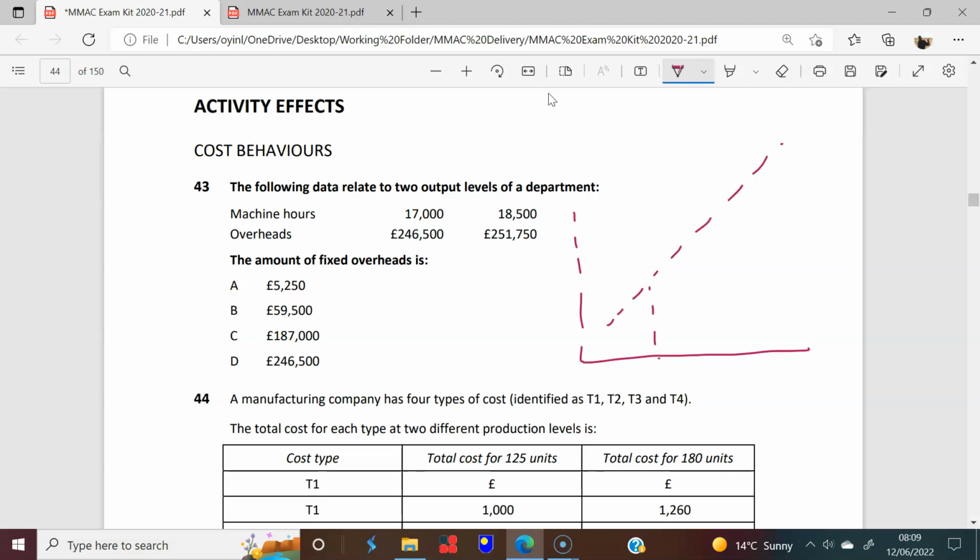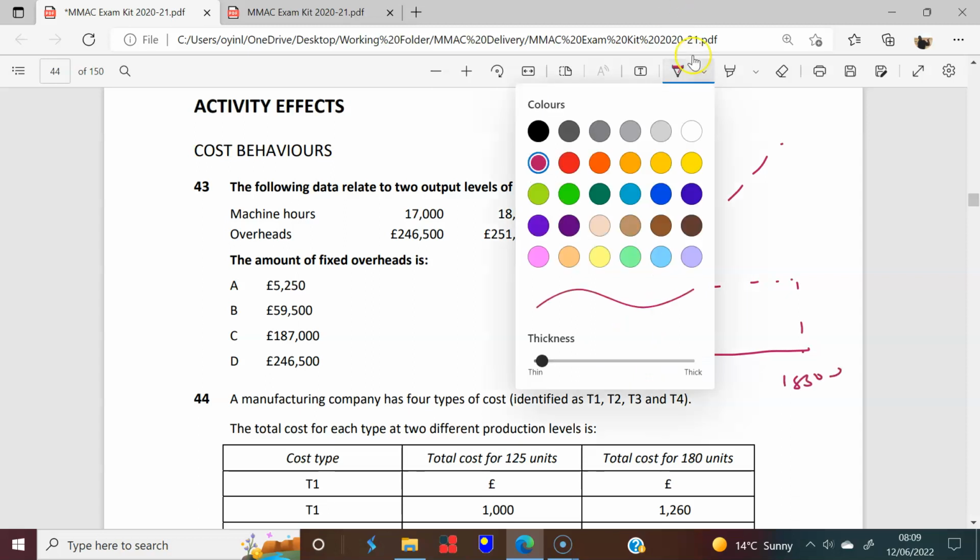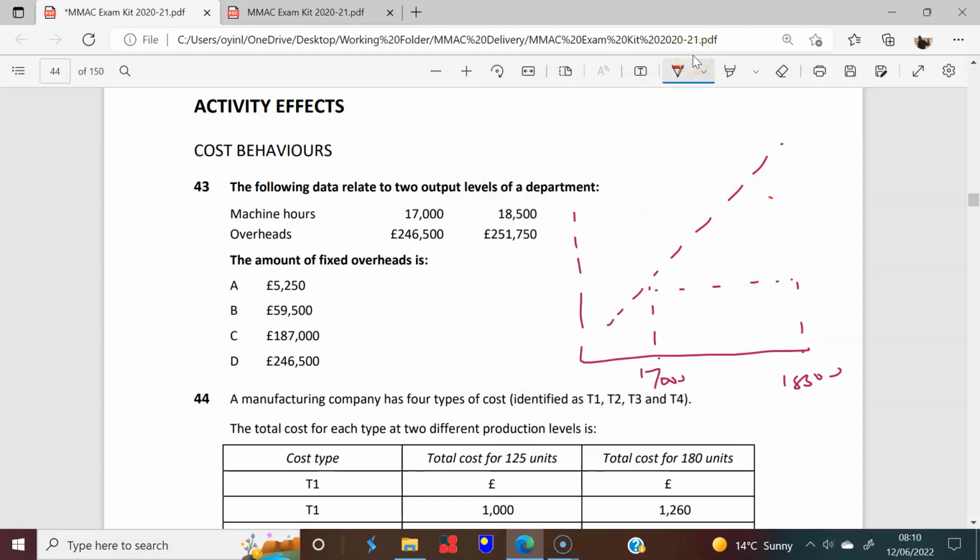So you should then really and truly draw yourself a high-low method chart, and understand that we're saying here that when machine hours go from 17,000 to 18,500, overheads increase from 246,500 to 251,750. What is that variable element? How much does the variable cost increase by when we produce an extra unit? That's what we're saying here.